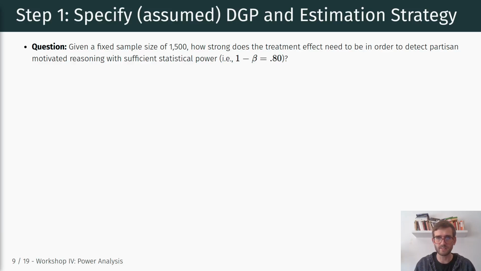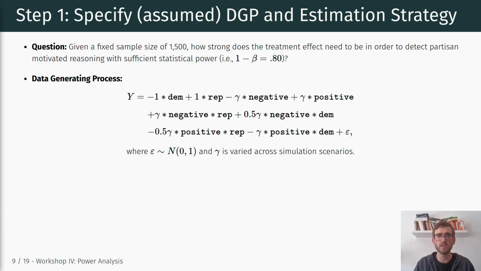So how do we set this up? In the example that I'm going to show you here, we will assume a certain data generating process. This is just the assumed relationship between the variables in the population that we're trying to make inferences about.